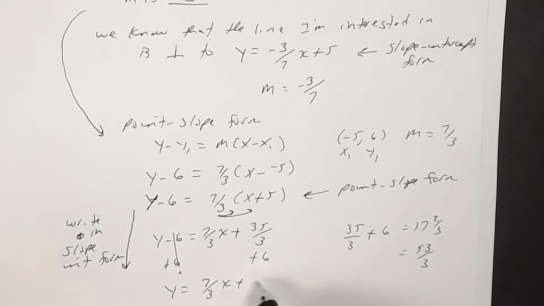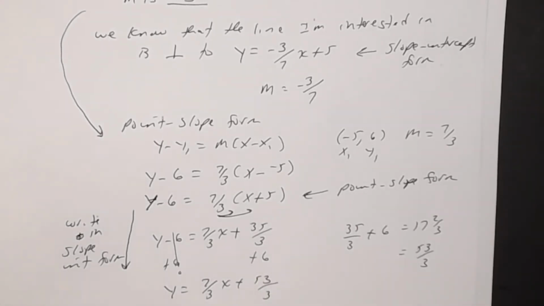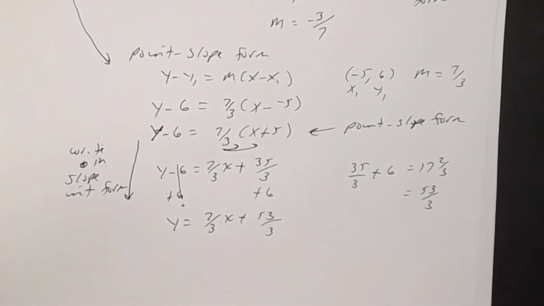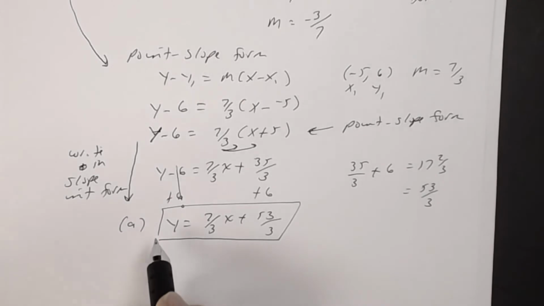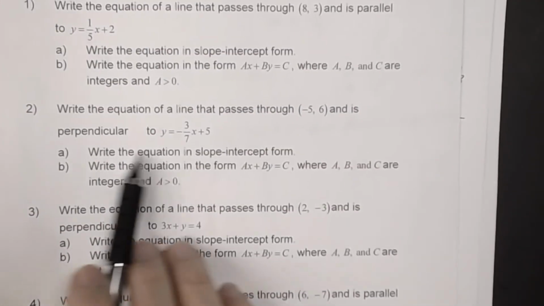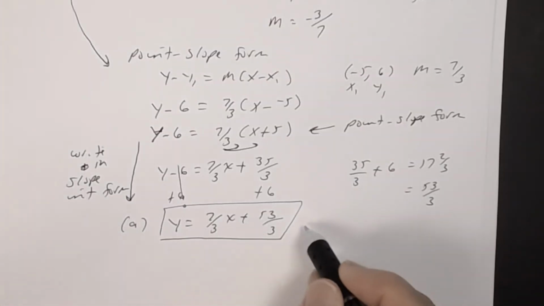All right, so we put that here, 53 divided by 3. Okay? All right. Now, that is your answer for part A. That's your answer for part A. That's the answer for this right here. So that's your slope-intercept form.